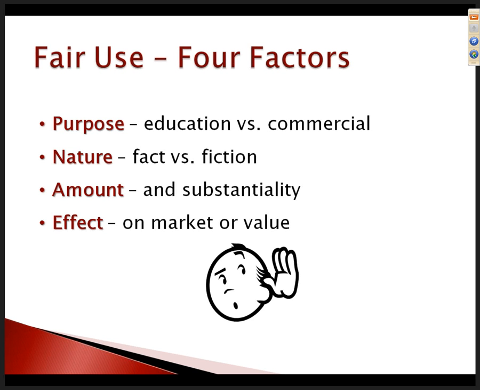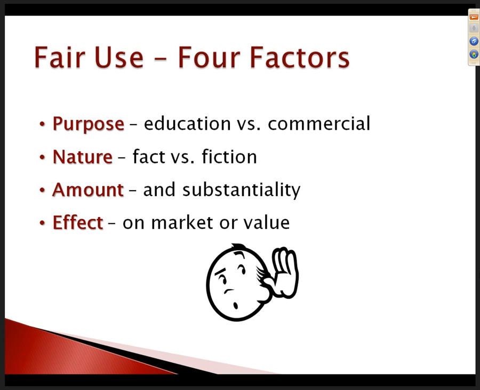The nature of the work. There are 2 aspects of the nature of the work used: whether it's unpublished or published, and whether it's fictional or factual in nature. Use of an unpublished work can have a negative impact on a right holder's ability to financially benefit from that work. Works that are fictional have a stronger copyright protection layer, because they're simply considered more creative.